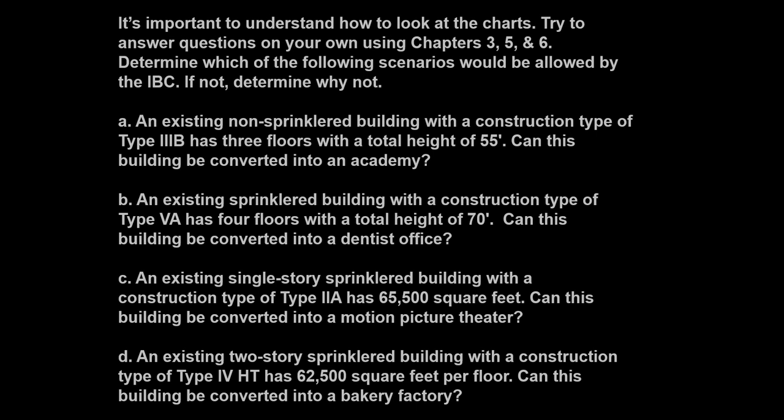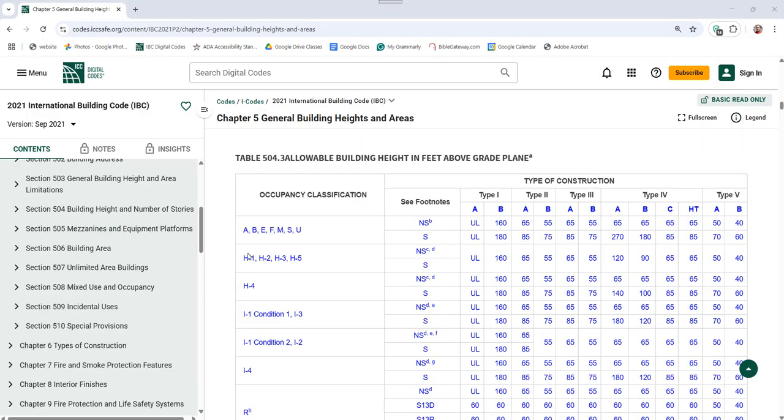When working on these kinds of word problems, we need to find out what we need to look at. What are the pieces of information that are given to us, and basically ignore anything that's not. For example, the first one talks about how many floors, the construction type, and the height. It doesn't tell me about the area. So I'm going to ignore the area and look at only the floors and the height, and see whether or not type 3B could be used there. So let's go look at the charts for that.